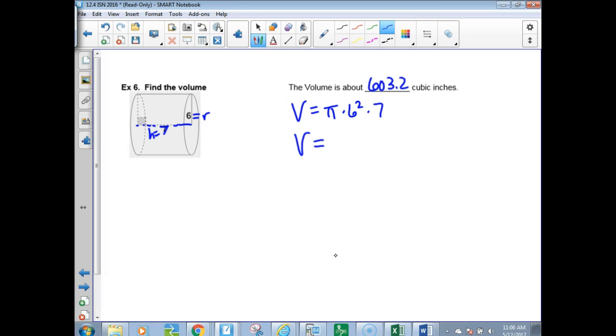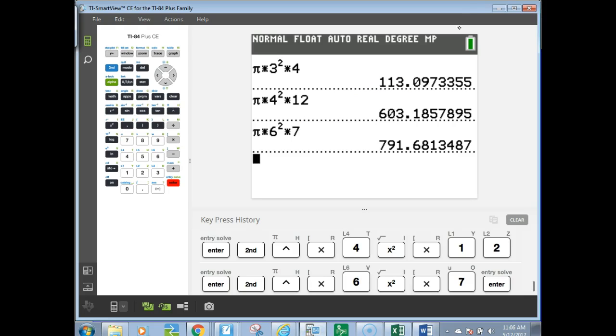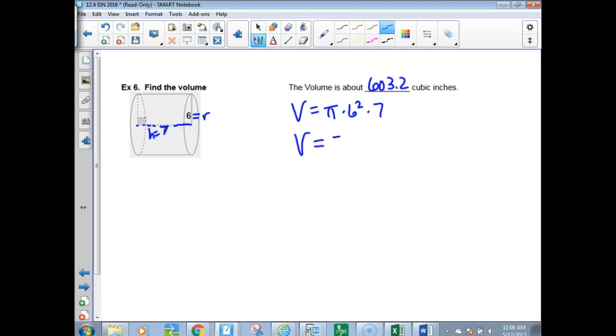And now I forgot what it was. I guess I can look at my calculator. 791.7. Thanks. And it would be cubic units, and I could just use a U.